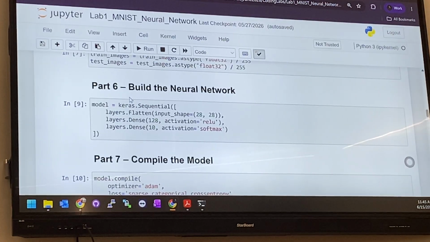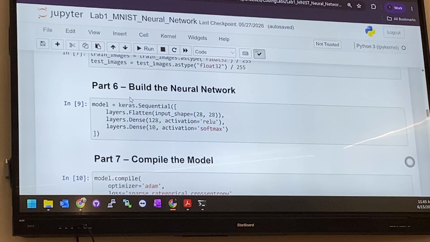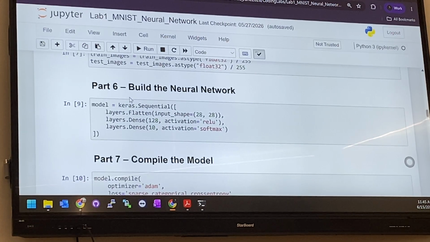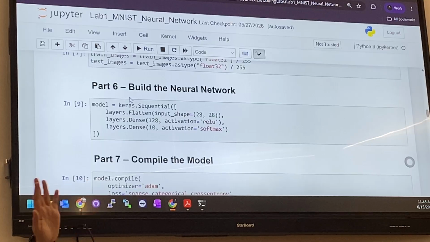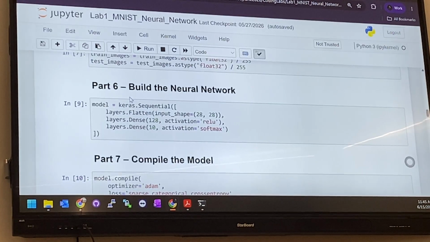No, maybe because images have color. I can flatten the color too. That's a good point. If we have colored images, 28 by 28 in red, 28 by 28 in green, and so on, I can flatten each and then put them all together.